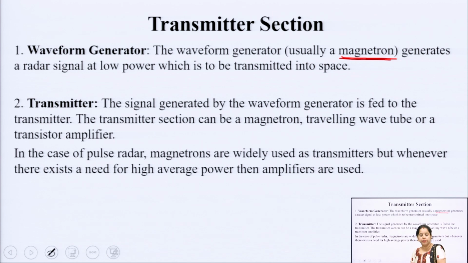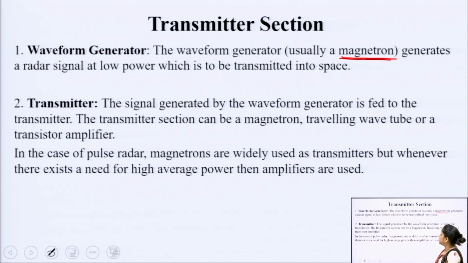We are all aware of the two types of microwave oscillator. The first one is the reflex klystron and the second one is the magnetron. And we know that the reflex klystron is very much limited to our laboratory purpose, and the magnetron is practically used in defense very much. So, the waveform generator is basically the magnetron.